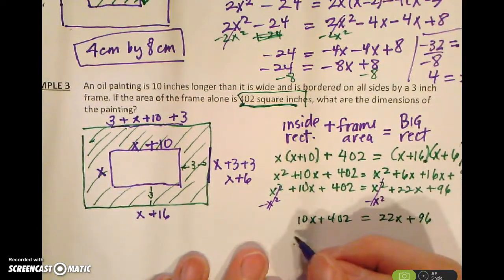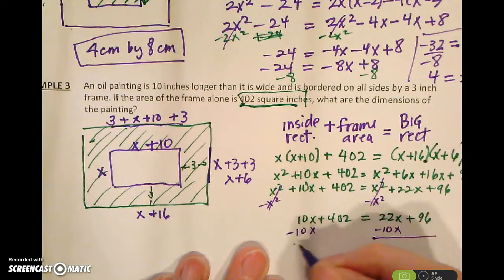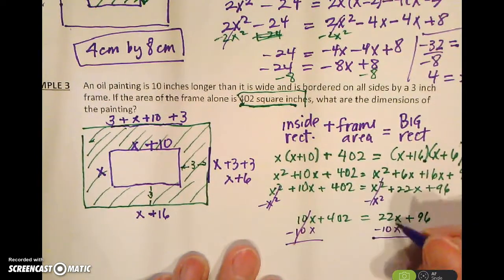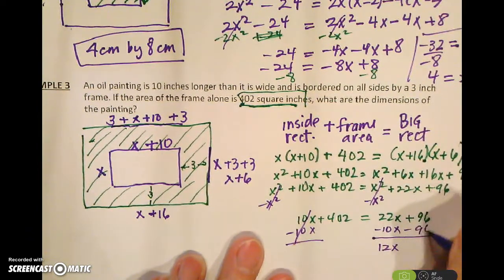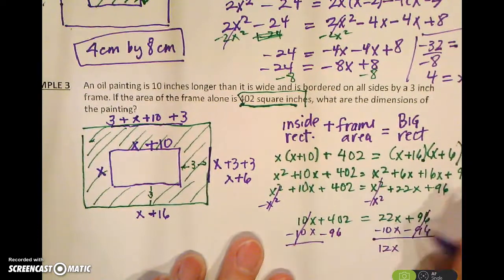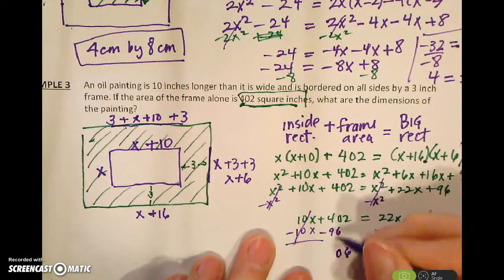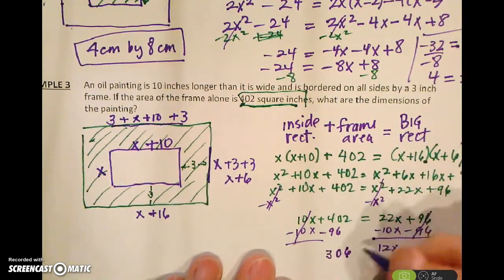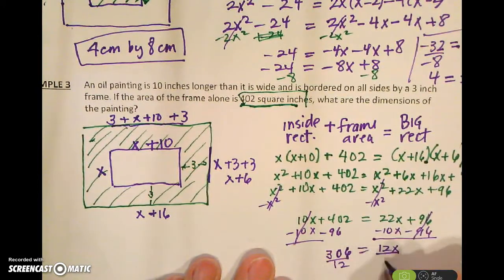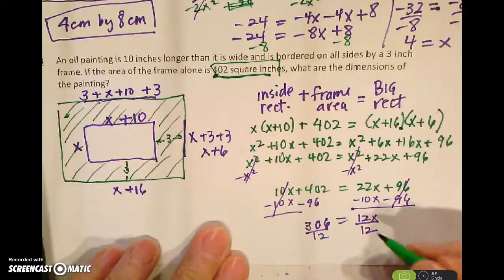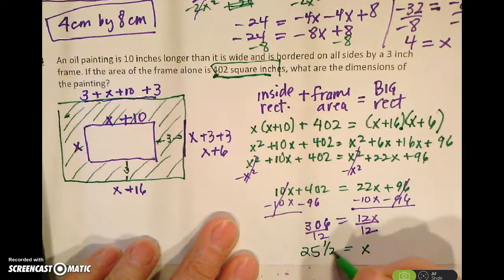So let's subtract the 10x. That will subtract out and leave me with 12x here. And then let's subtract 96 from both sides. That'll subtract out, and here I'm going to get 12 minus 6 is 6, 9 minus 9 is 0, 306 is equal to 12x. And then I will divide both sides by 12, and you're going to get x is equal to 25 and 1/2.